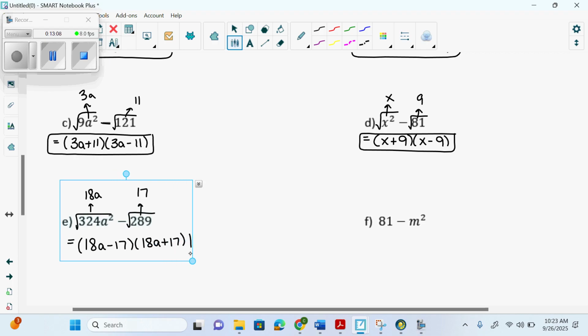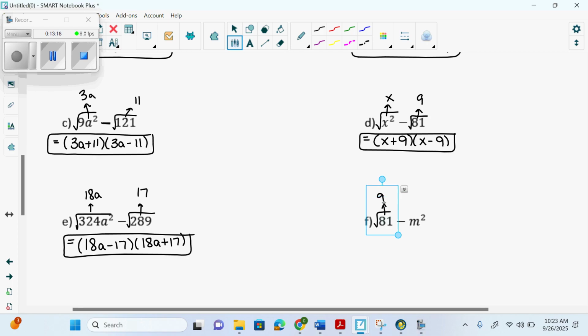And this one I wanted to give you because a lot of people think it needs to be variable then number. If it's listed in this order, you have to list it in that order. So the square root of 81 is 9. That has to come first because it came first. Square root of m squared is m. So I get 9 minus m, 9 plus m. You can't write the variable first if it doesn't come first. Does that make sense? Literally, that's the hardest factoring I can give you.